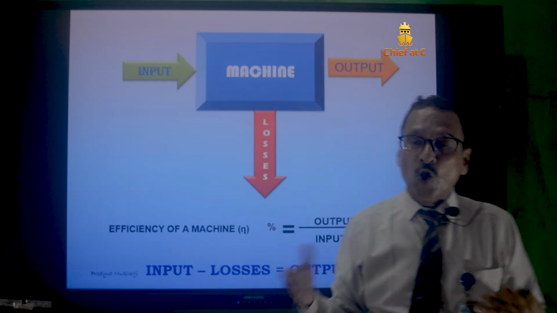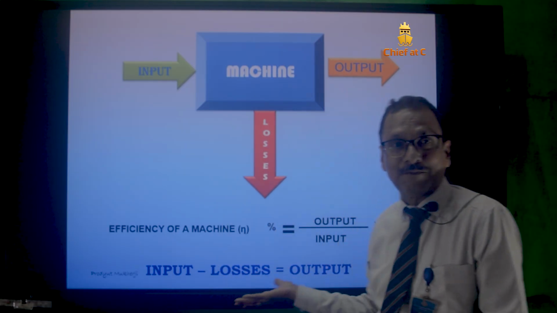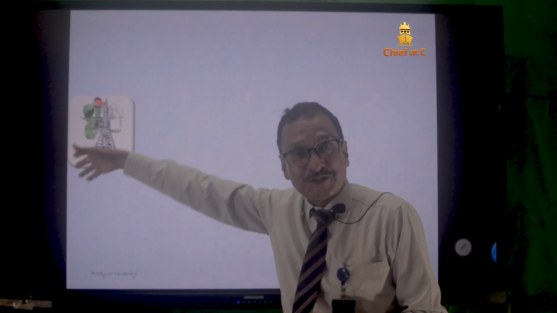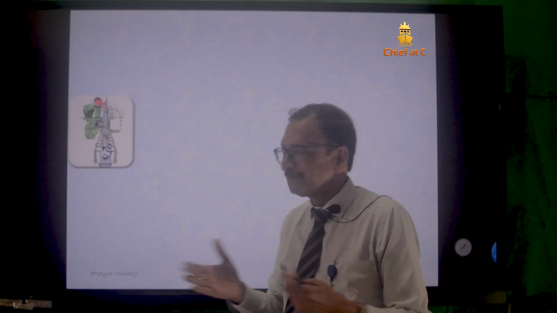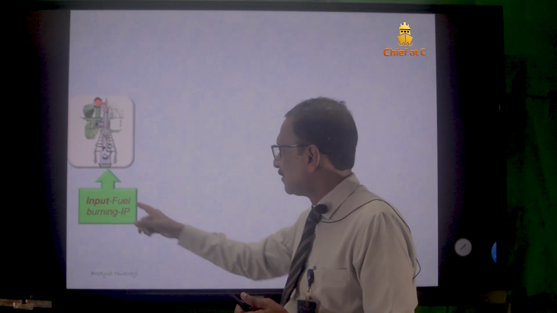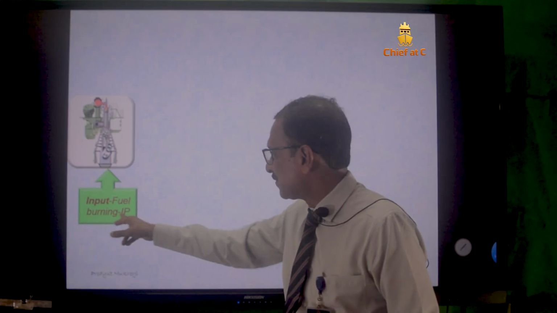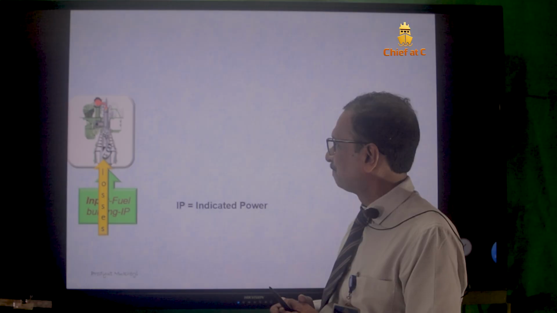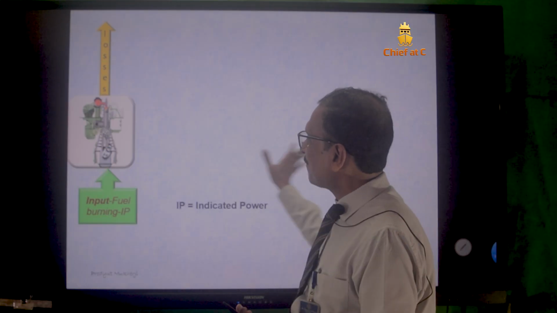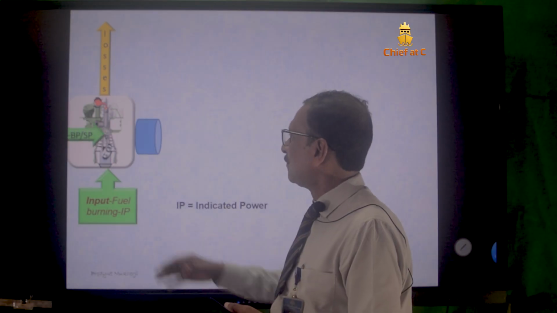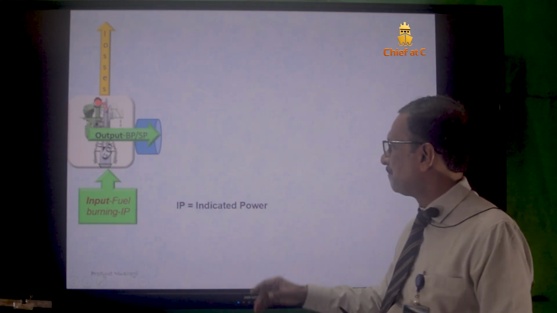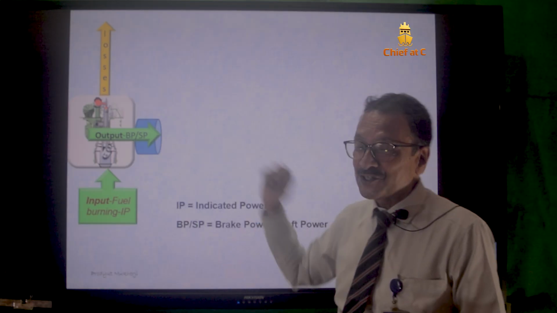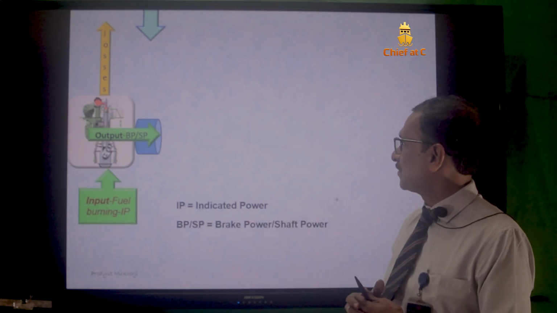Now let us go and find out some other machines. Let us go to the next screen. Now this is the main engine for which we have just calculated the indicated power. So the input to the main engine is the fuel burning, which is IP. IP means indicated power. The main engine will have losses, frictional losses, and after that the main engine will have an output, which is BP or SP, meaning brake power or shaft power. What will be the next machine in line? Yes, you are right, that's the shaft.